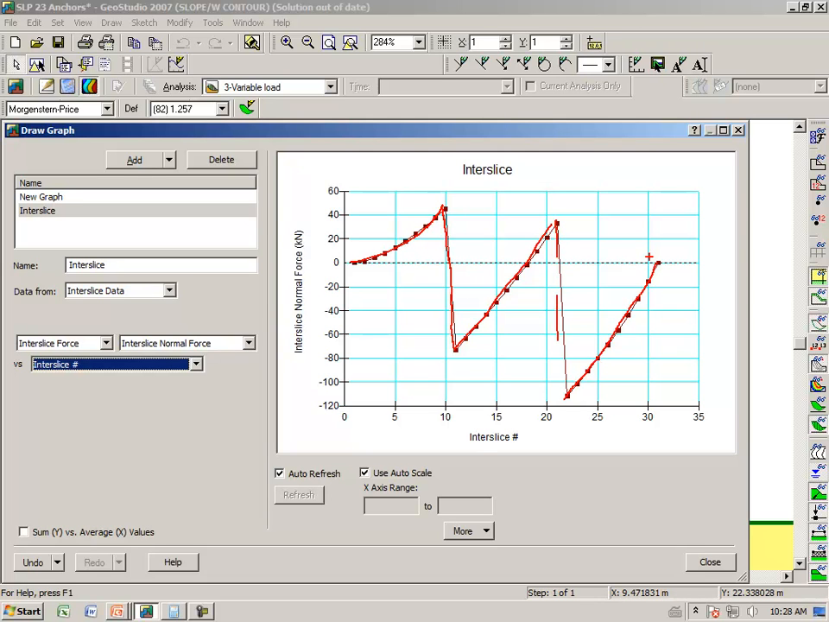This is one of the consequences of concentrating all of the load in one slice, and it produces this unrealistic stress distribution along the slip surface, and it produces the unrealistic interslice forces. Now, fortunately, as we will see in a minute, it does not affect the factor of safety all that much, but it is something that you should be aware of and know how to handle.